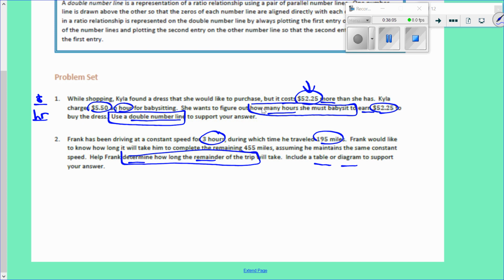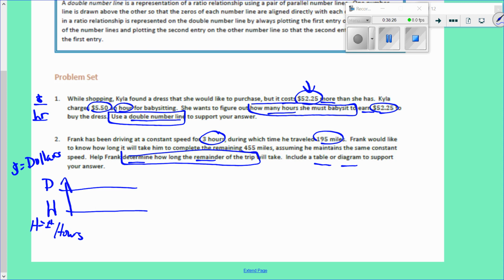So since this was on the video, I'll go ahead and start the double number line for you guys. It's going to be dollars and hours. So D is dollars. Actually, I should probably use D and not the dollar sign. And H is going to be number of hours. So my first entry, did the arrow on the wrong one. The arrows are on this one.